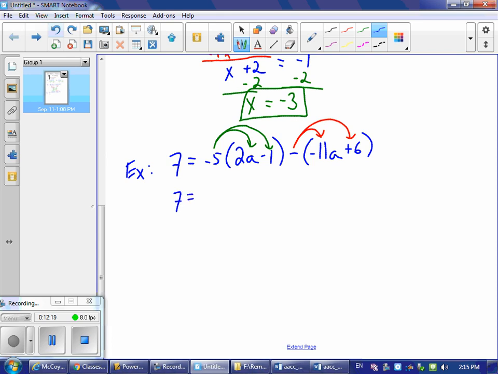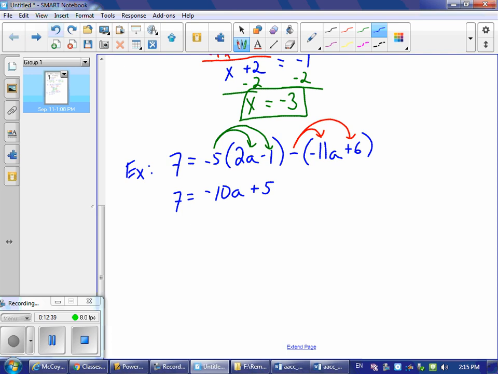It's just 7. Now when I distribute, the negative 5 times the 2a will become negative 10a because it's multiplication. Negative 5 times negative 1, a negative times a negative, will give me positive 5.